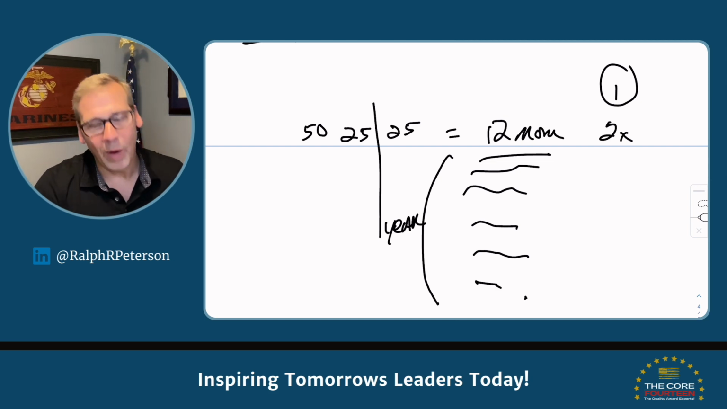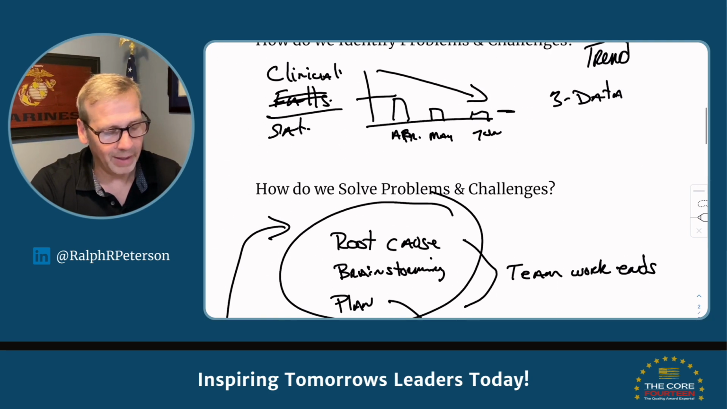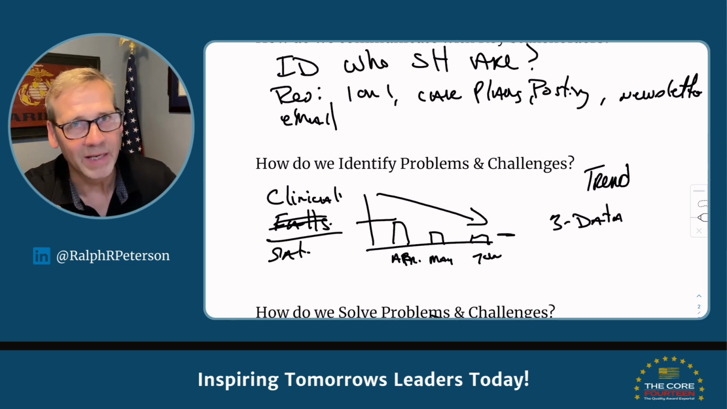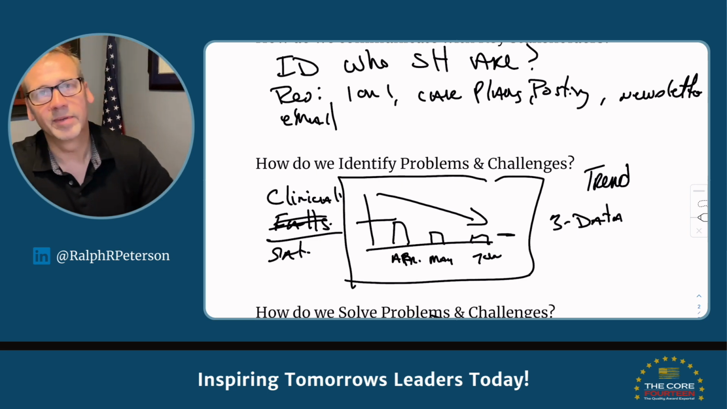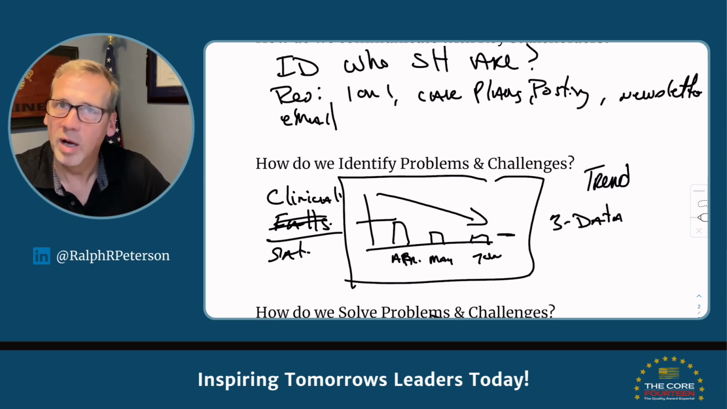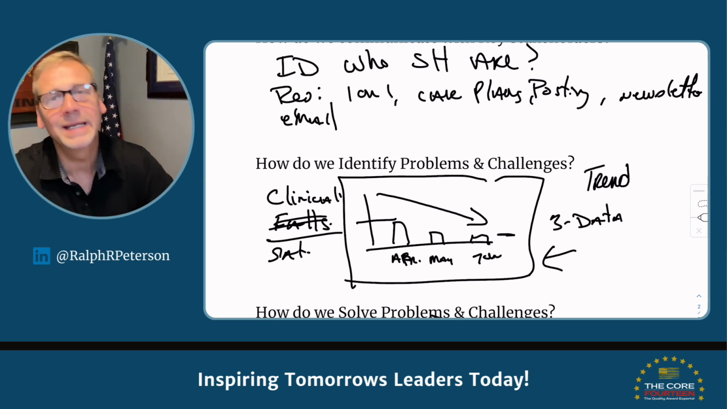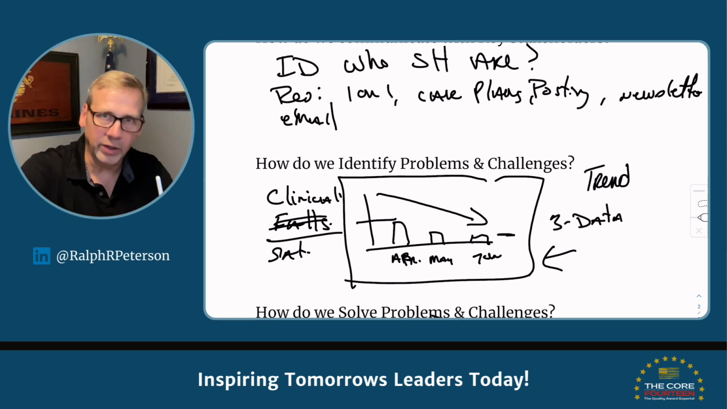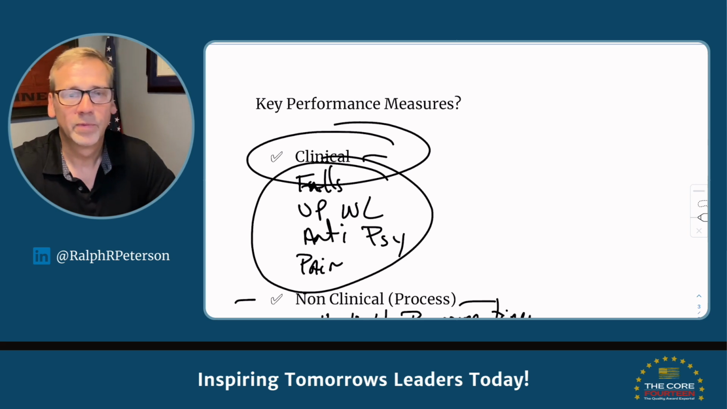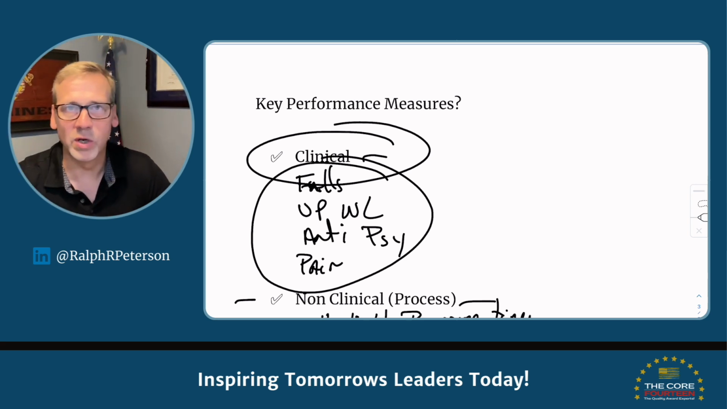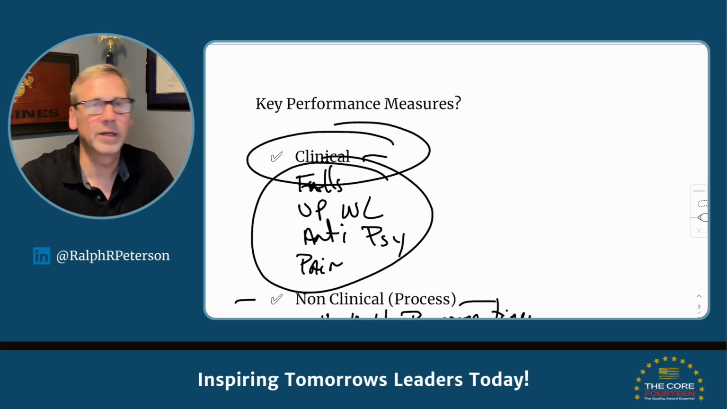A clinical QAPI team, however, if we go all the way back up here, is tied to the outcomes. So they are on a monthly basis always trending and tracking their clinical outcomes. What clinical outcomes? The ones that you identified here. Whatever is important to your organization. You're going to track these clinical outcomes.